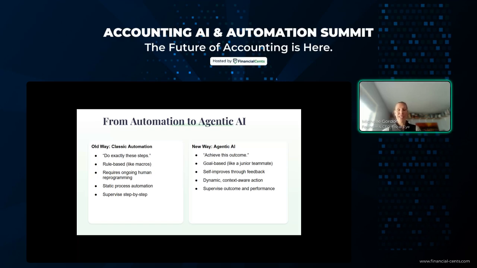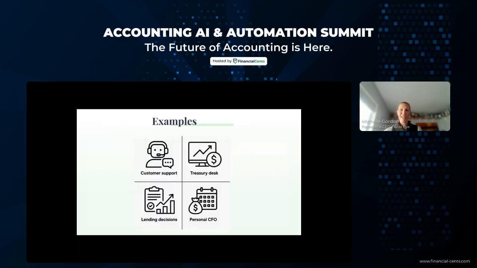This is called agentic AI. Think of it not as a faster macro, but as your junior colleague. You give it a goal, like reduce idle cash or keep a customer happy, and it figures out the steps. Now let's look at a few examples. Looking at customer support, the agent reads the message, looks up the order information, and then makes a decision. It only loops in a human if it's needed.